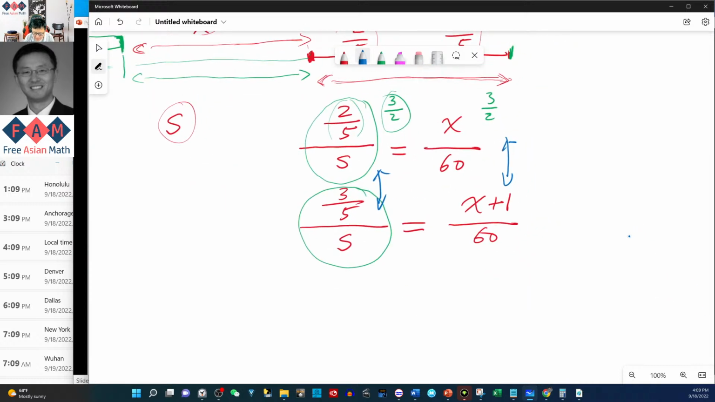This way you can see that we essentially cancel out the s part because on the right hand side, there's no s. You cancel the one equation, but you also kill one variable. And this is particularly nice for this particular problem. In general, you cannot do that. So x over 60 times 3 over 2 must be equal to x plus 1 over 60.